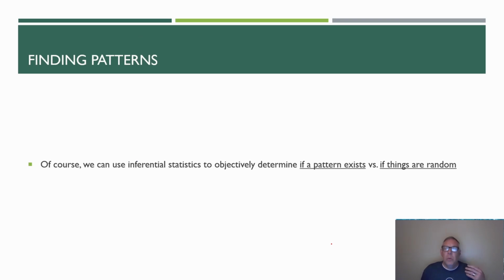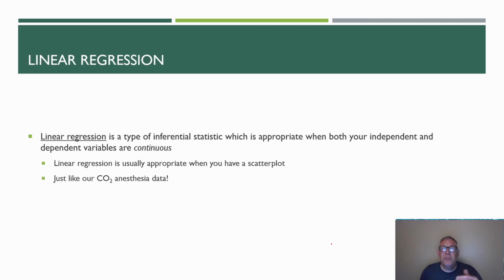And so we want an inferential stat. Does a pattern exist, or are things more or less random with respect to one another? And so that's what our inferential stats will do. And the inferential stat that we're talking about today is linear regression. So again, depending upon the type of variable you have, the type of experiment you're doing, determines what's the best kind of inferential stat to use.